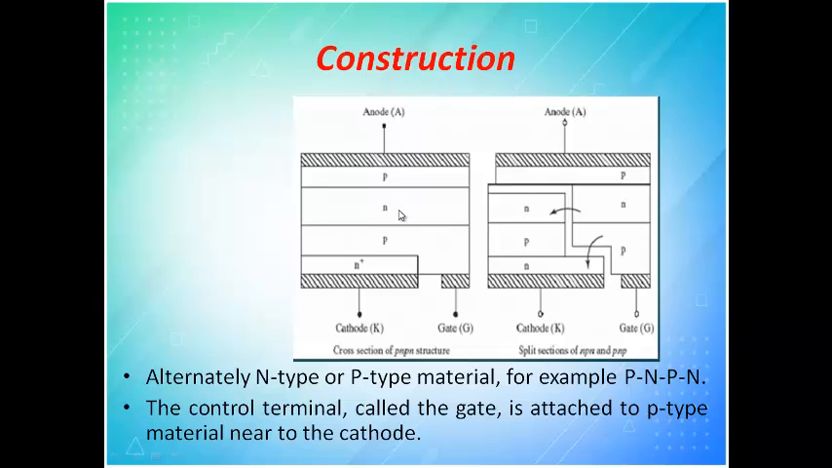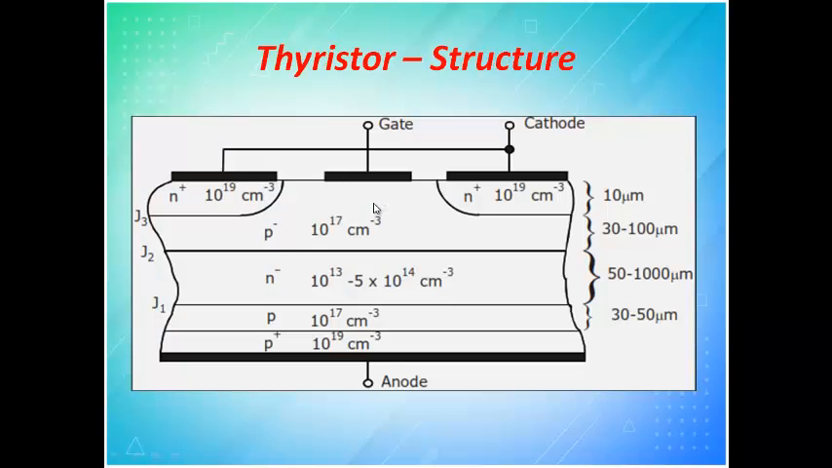Only the N region doping level will vary at the construction itself. So you can see here the amount of doping and the thickness. The thickness of this p-type is around 30 to 50 microns, this is 50 to 100 microns, and this region is around 30 to 100 microns.